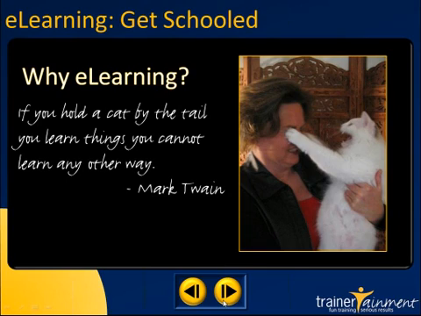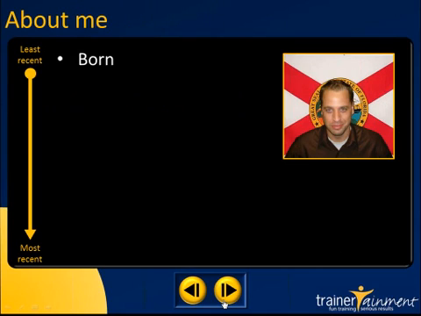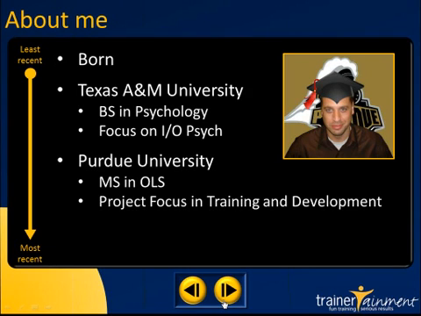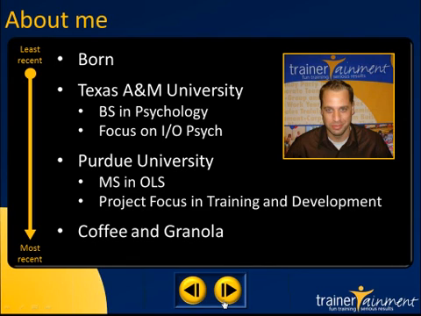So a little bit about me. I was born on a sunny Saturday in Tampa, Florida, and now fast forward 23 years and I graduated from Texas A&M University with a Bachelor's of Science in Psychology with a focus on industrial organizational psychology. A few years after that, I graduated from Purdue University with a Master's in Organizational Leadership and Supervision with a project focus on training design and implementation. I've been a teacher and a trainer for various organizations over the past 8 years. And that brings us to today, where I've been with Trainertainment for 8 months. And I started off today with a coffee and a granola bar, but enough about me.